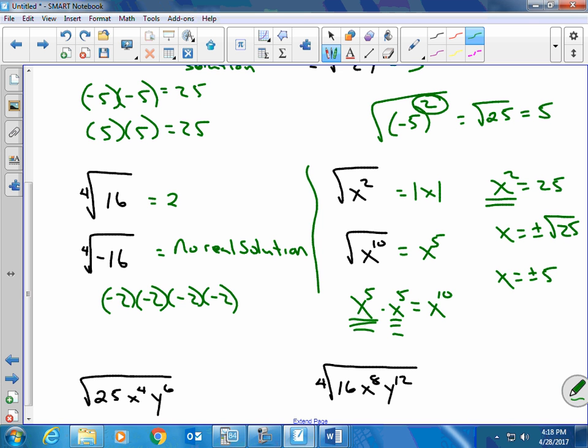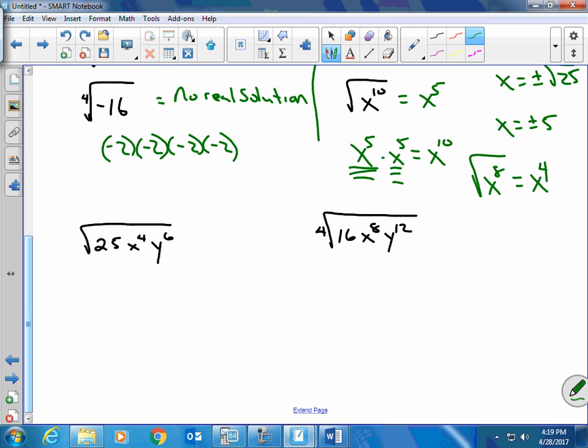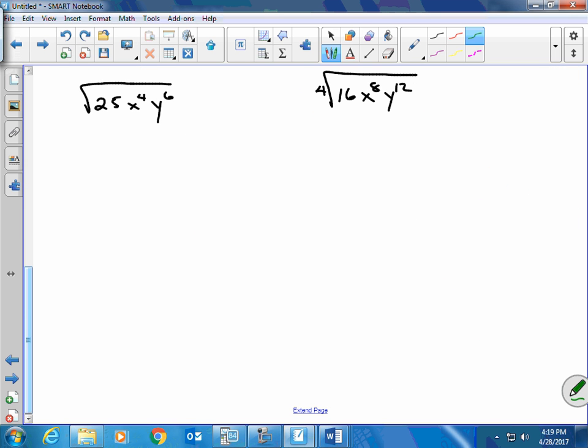So let's do another one really quick. What is the square root of x to the 8th? We are simply dividing the exponent by 2. Okay? What about this one? Let's put it together. What is the square root of 25x to the 4th y to the 6th? Take the square root of the number, then take the square root of x to the 4th, then take the square root of y to the 6th.